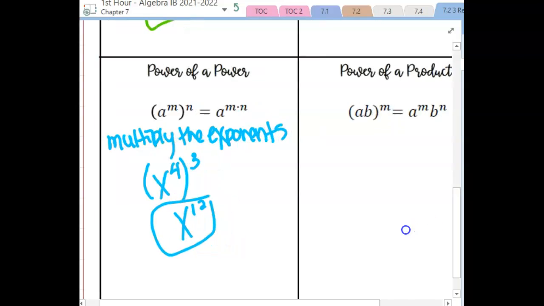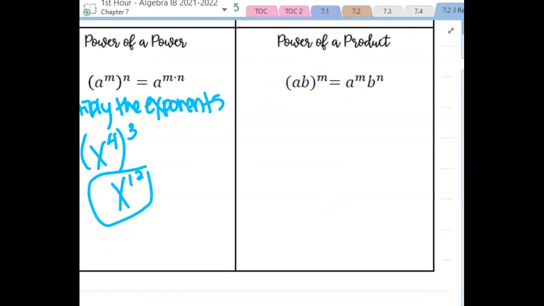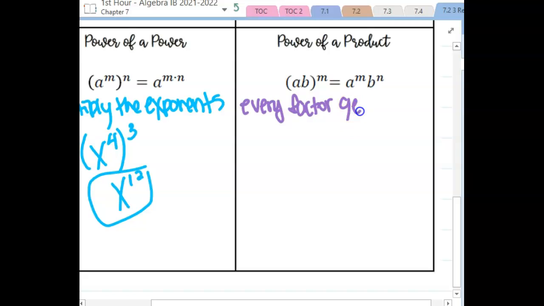And then the last rule to review today is the power of a product. So if I have a product, a times b, raised to a power m, okay? This one's pretty simple. Every factor gets the exponent.